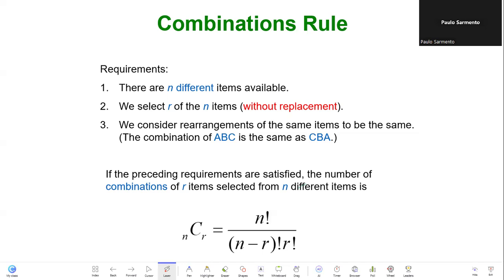equals n factorial over n minus r factorial and r factorial. Okay? So this is the formula for combinations, the combination rule.